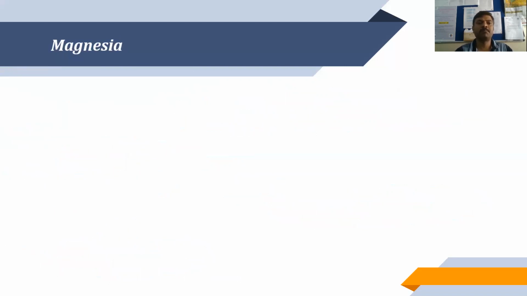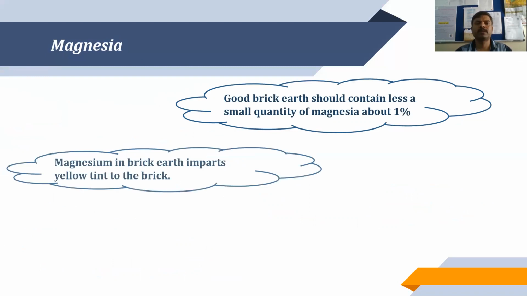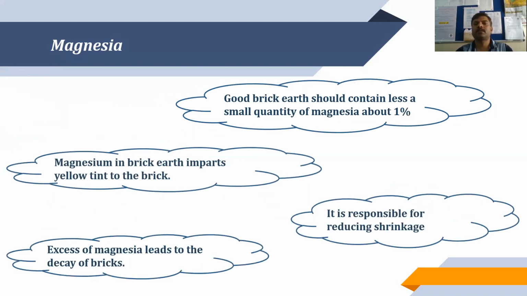The last one is magnesia. It has these four properties. A good brick should contain a small quantity of magnesia, about 1%. Magnesia in brick earth imparts a yellow tint to the brick. It is responsible for reducing shrinkage. Lastly, excess of magnesia leads to the decay of brick.